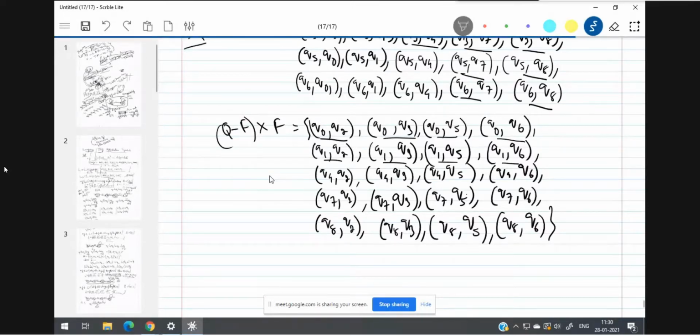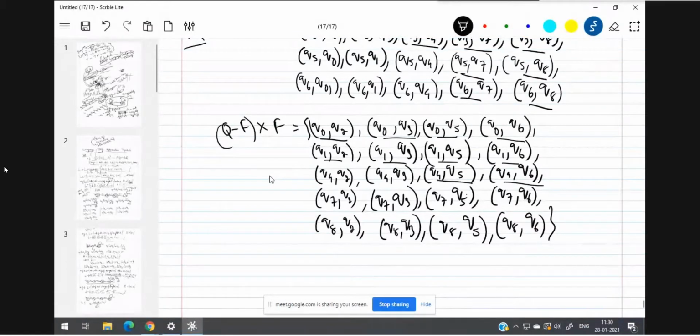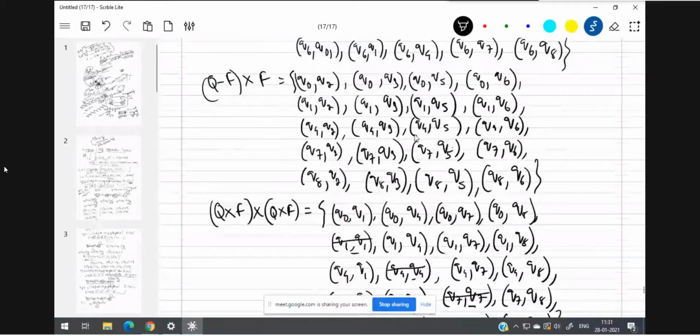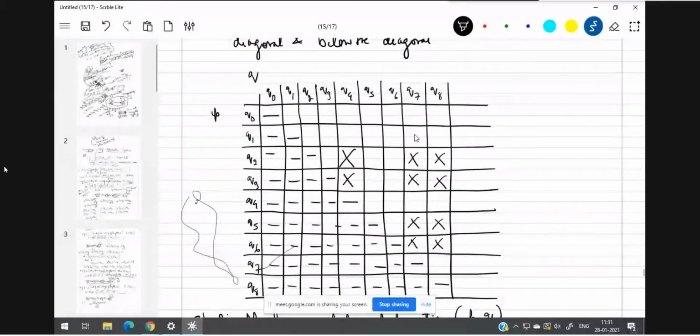And then this one is also eligible. 4, 5, 4, 6. And then what else? No. Subscript of P should be less than Q. Those we are selecting and then we are inserting a cross. So now let me move to the matrix. I need to insert 0, 2, 0, 3, 0, 5, 0, 6. I need to enter a cross.